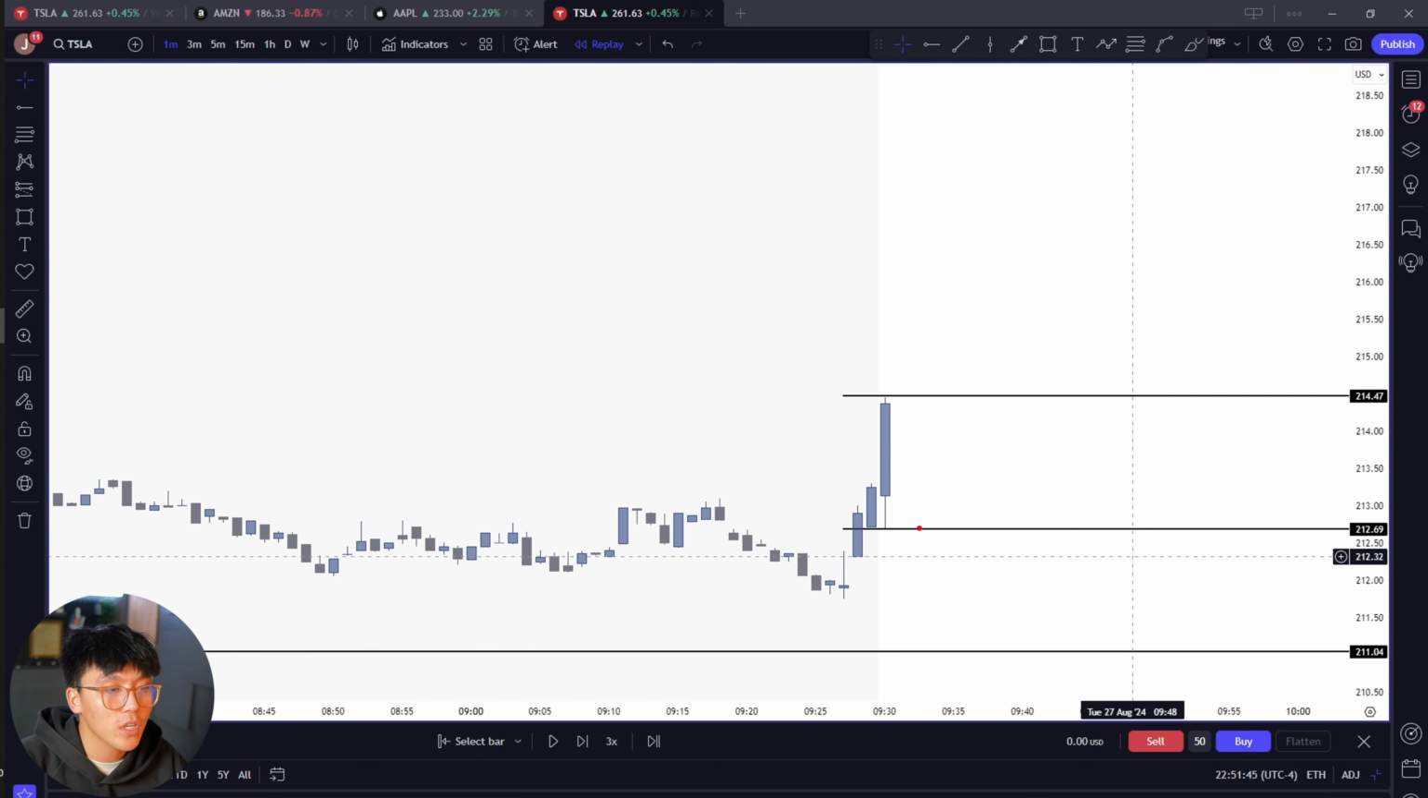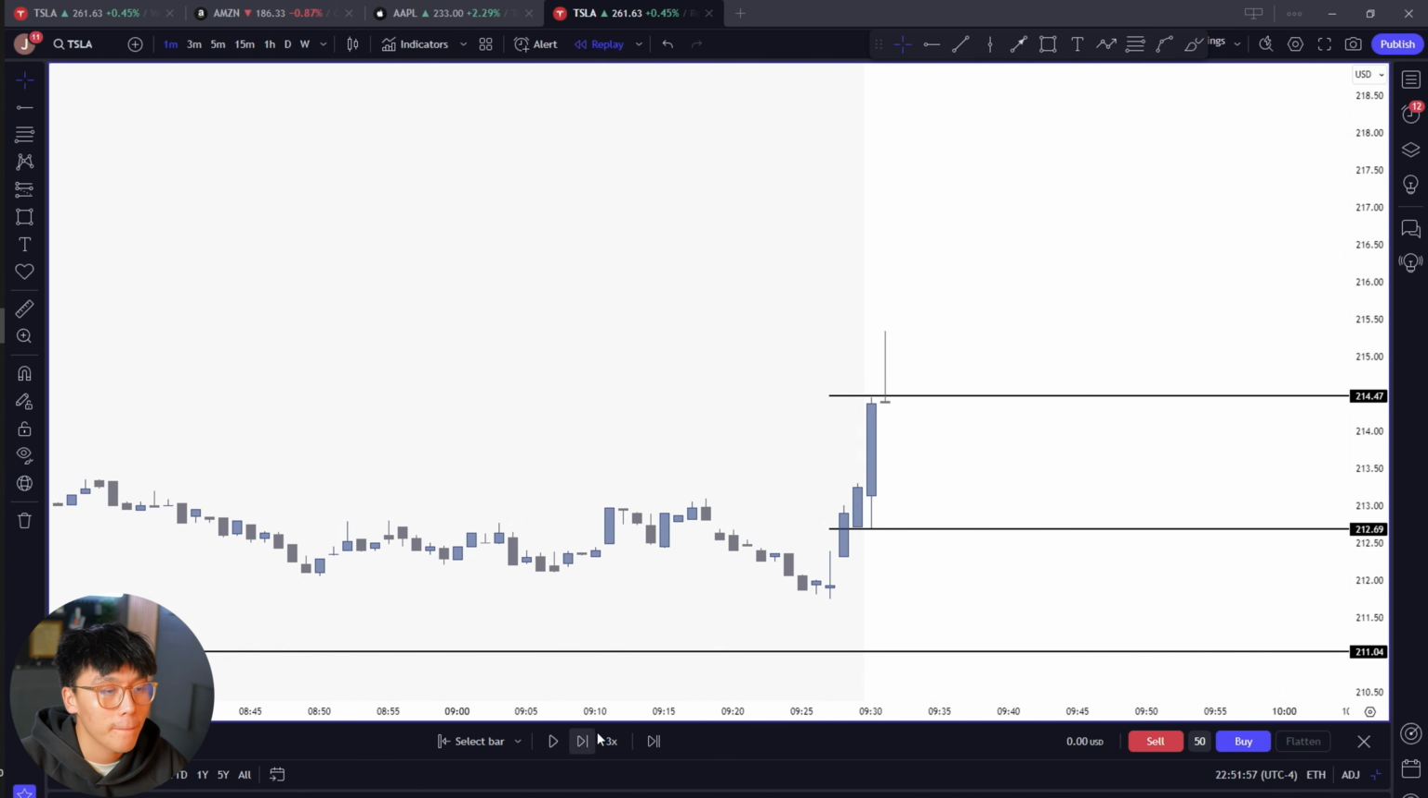So now what we can be looking for is a break underneath your opening candle range low for a move down towards your previous day low, or we can be looking for a break above your opening range candle for a move back towards the upside.